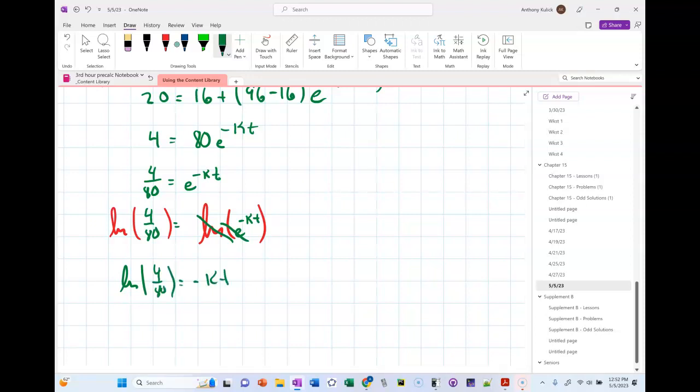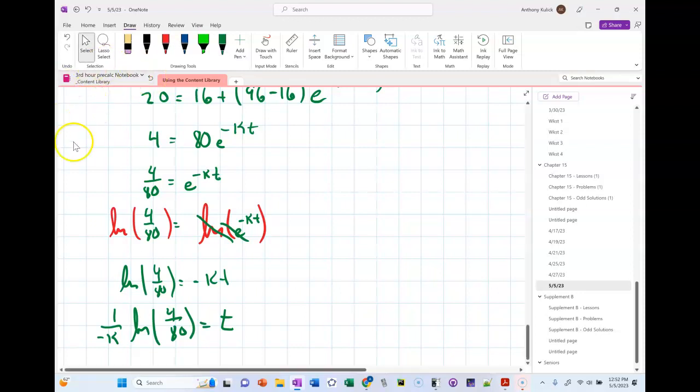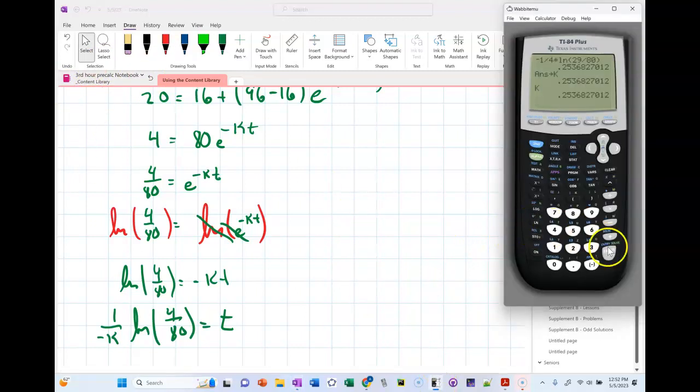And then I'll multiply or divide by negative k, or really I'm just going to multiply by 1 over k. Again, just so that it's clear to me when I go back and look at this where I'm putting that in. So go to my calculator, negative 1 divided by k, so I'll call up that k, times the natural log of 4 over 80. And I got about 11.81 minutes.